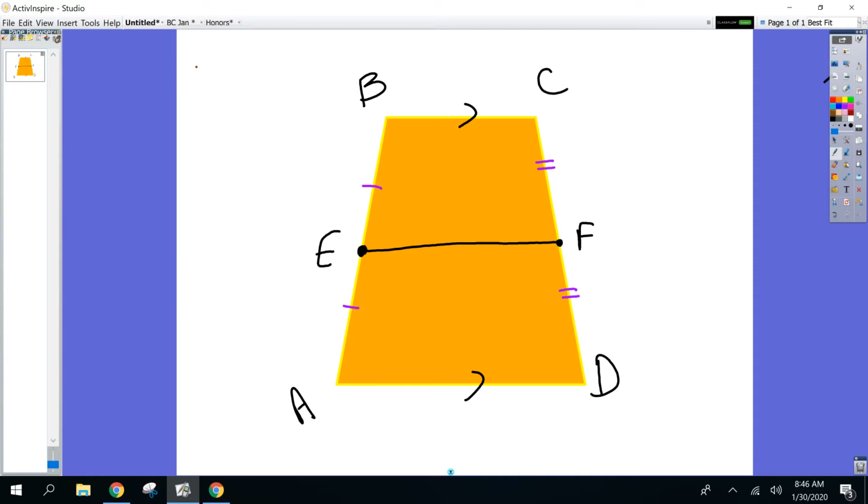How did I know it was a midsegment? It joined the what of the non-parallel sides? Midpoints. Good, it joined the midpoints. Then we found out two facts about a midsegment. Anybody want to dig deep for me here? Marlise, what's up?